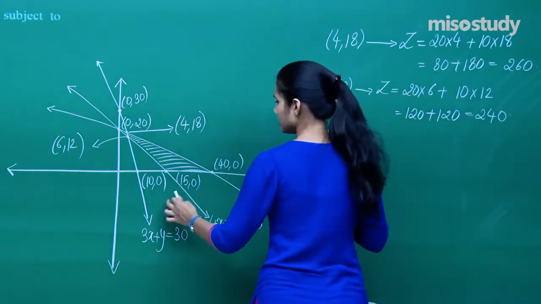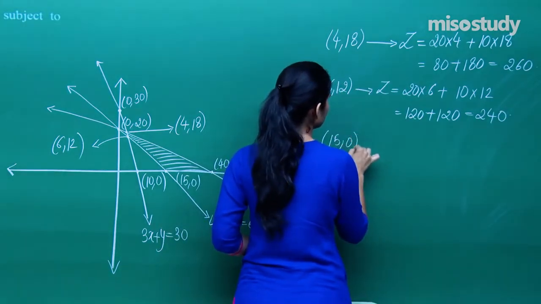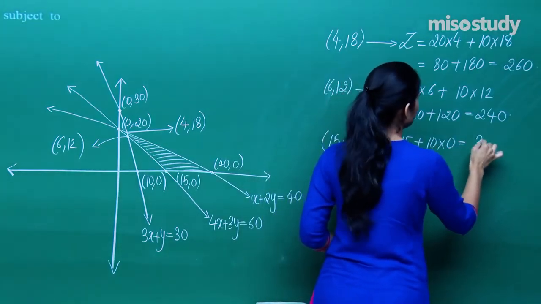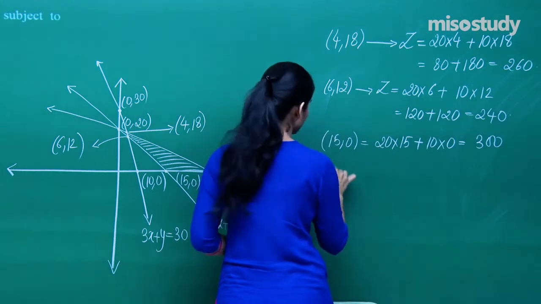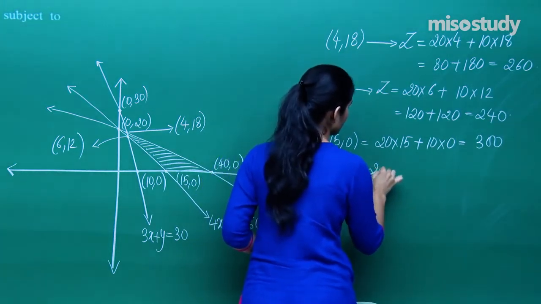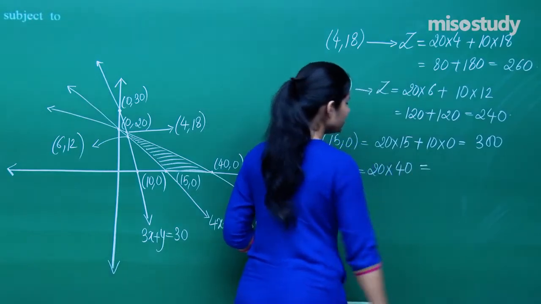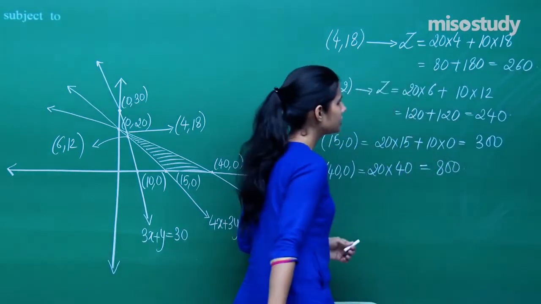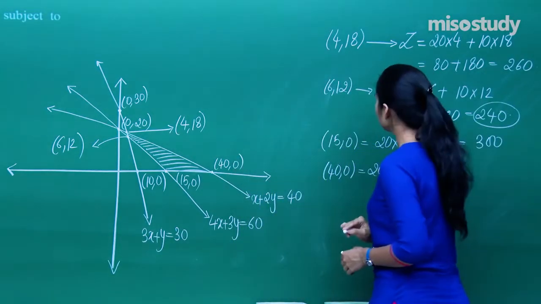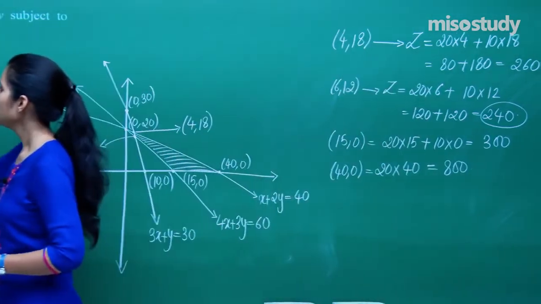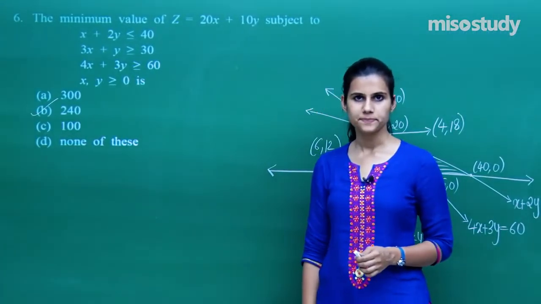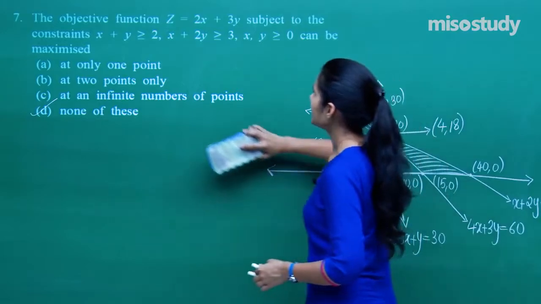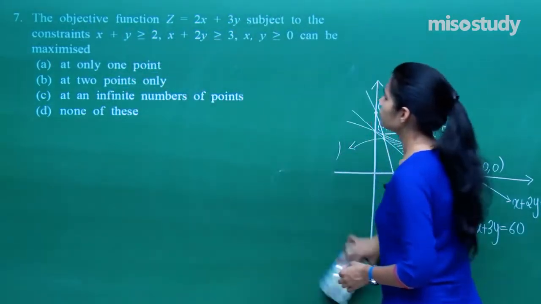Then the third is 15 comma 0, which is 20 into 15 plus 10 into 0, which is 300. And last you have 40 comma 0, which is 20 into 40 plus 10 into 0. So 20 into 40 is 800. The minimum value therefore comes out to be 240. So what is the minimum value? The minimum value is nothing but 240. Clear?